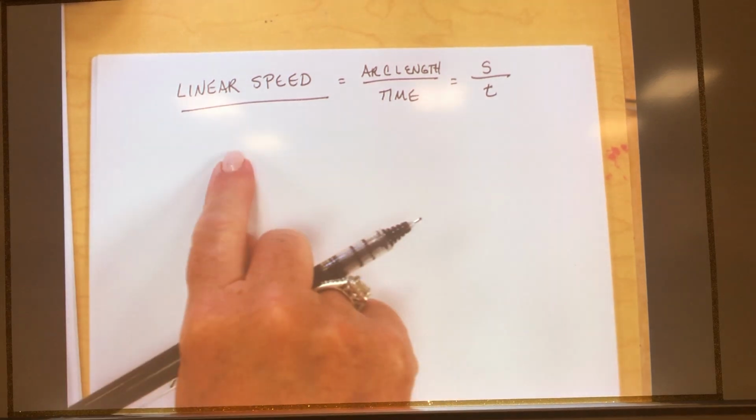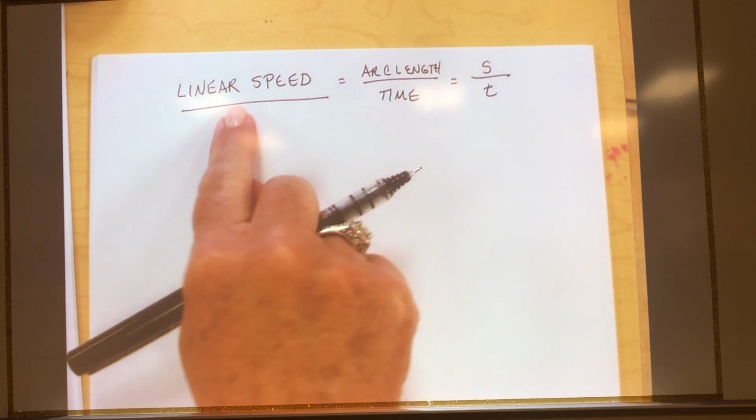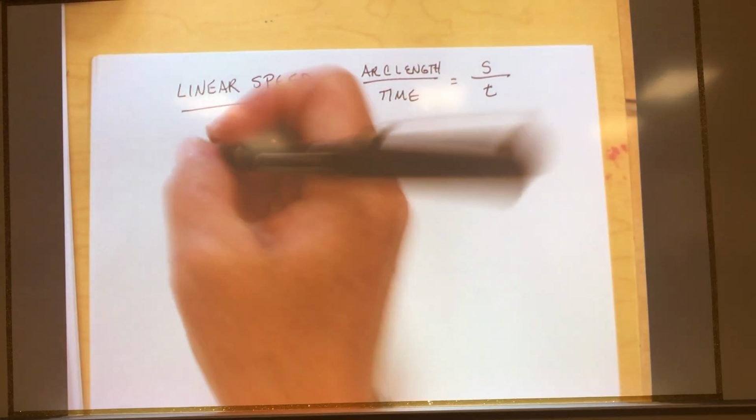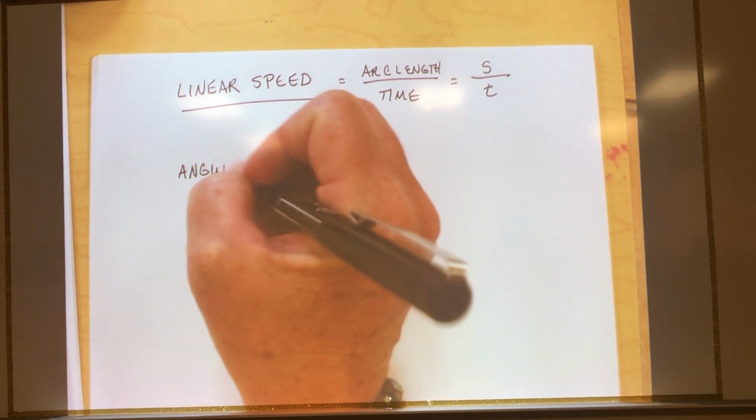All right, there's another speed, and it's called angular speed. Linear speed is how, well, I'll explain it in this next problem. I think it'll be easier. Angular speed.